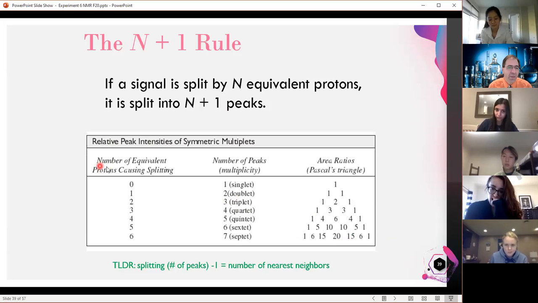Okay, so number of equivalent protons causing the splitting, and then the multiplicity, or how that peak appears. So if there's no protons nearby, it shows up as a singlet. If there's 1, it's a doublet. Likewise, quartet, quintet, things along those lines. So the TLDR is the number of peaks minus 1 equals the number of nearest neighbors.